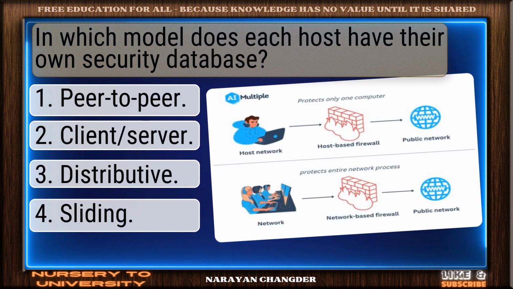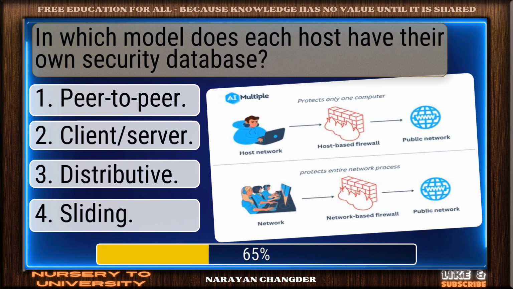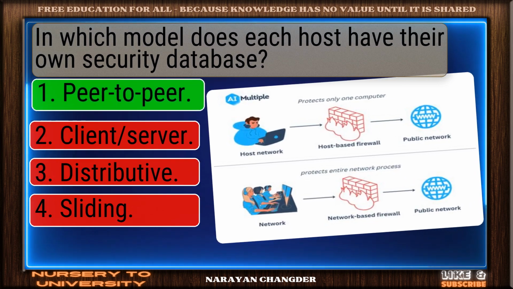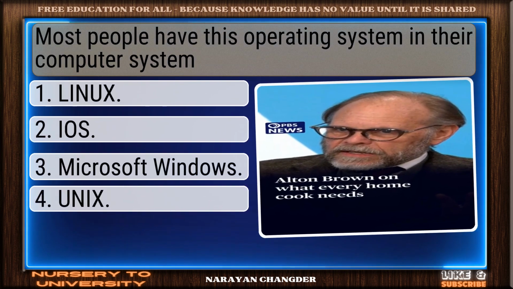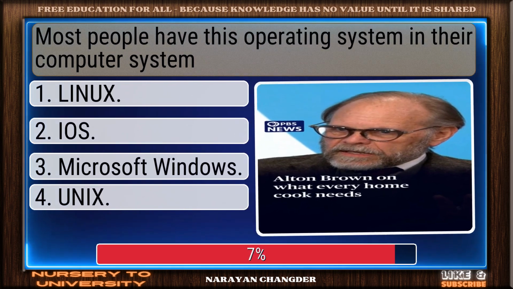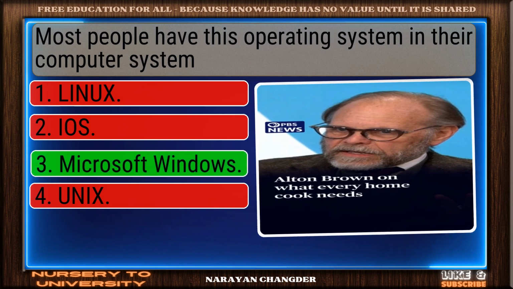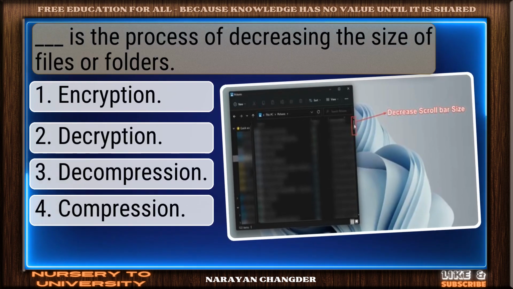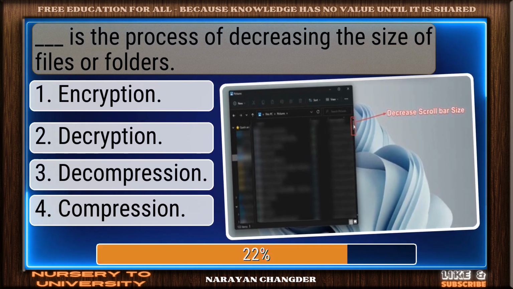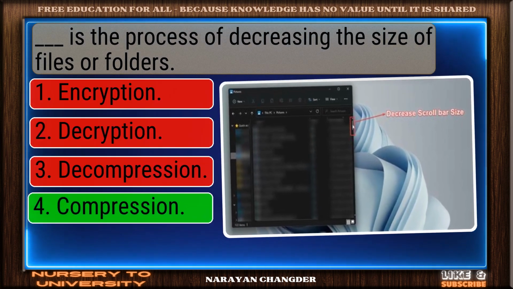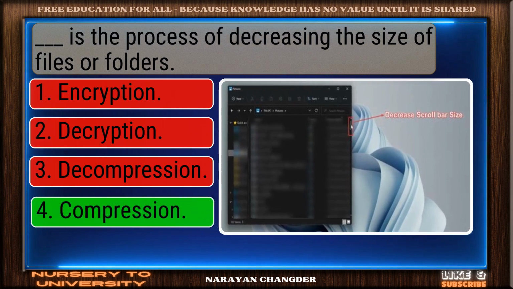In which model does each host have their own security database? Great thinking. Peer-to-peer is the right choice. Most people have this operating system in their computer system. Bravo. Microsoft Windows is the answer. Dash is the process of decreasing the size of files or folders. Right again. Compression is a valid answer.